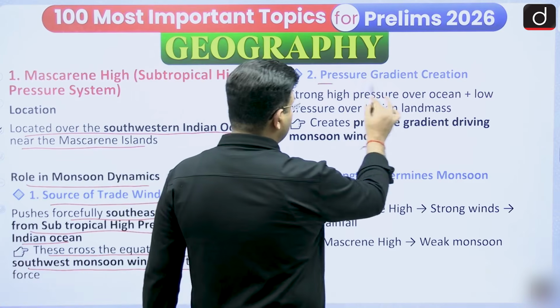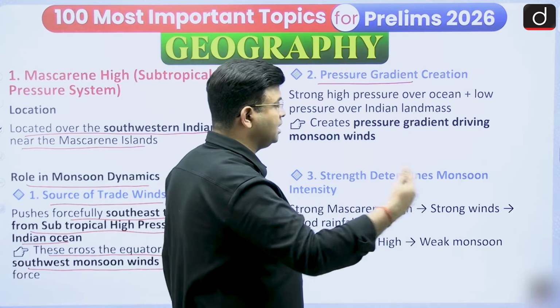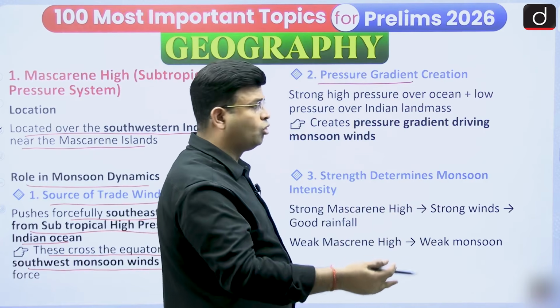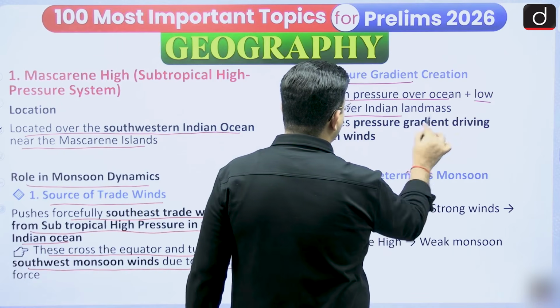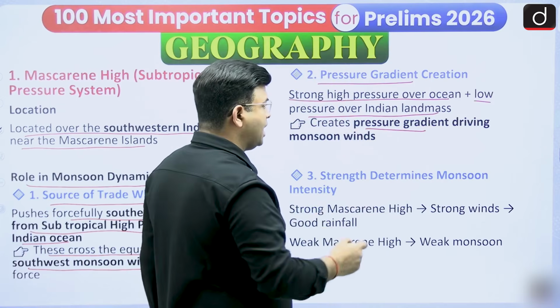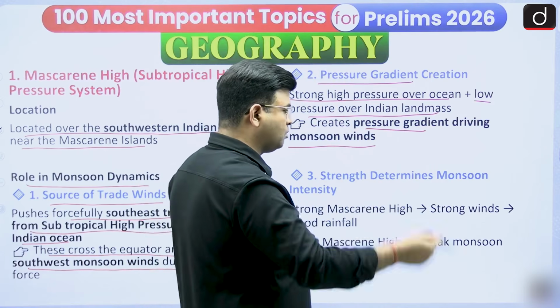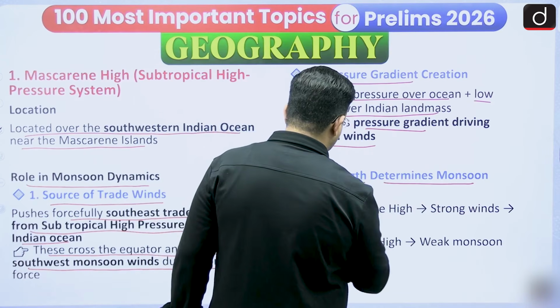Pressure gradient, you know that, yes, because of the Mascarene high pressure becoming higher, and the Indian region becoming more low pressure. So the strong high pressure over the ocean and the low pressure over the Indian landmass create a pressure gradient, meaning a change in the pressure, and that drives the southwest monsoon much faster. Another point is that strength determines monsoon intensity.